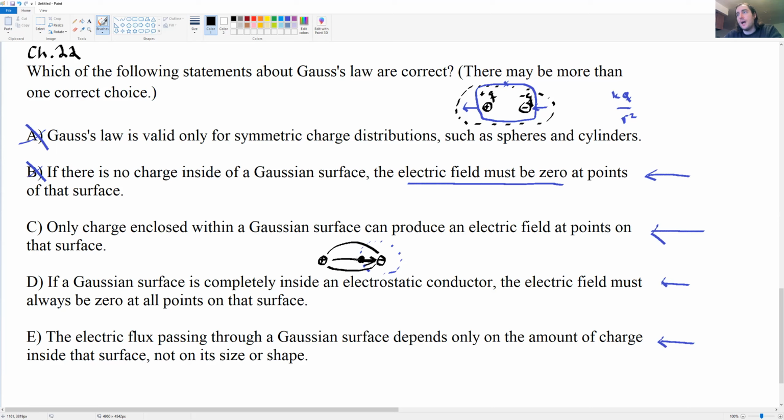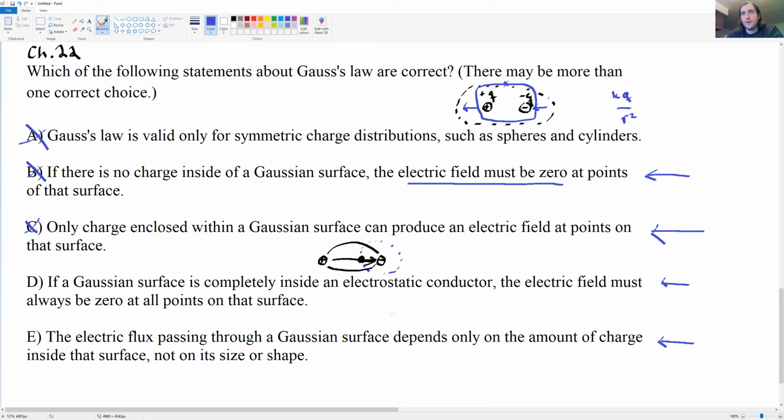So there you go. There's a Gaussian surface where the electric field at points on the surface are due to charges outside of the surface. Remember, Gauss's law is a statement about the flux through a surface, not a statement about the electric field. You can use it to calculate the electric field in some cases. Okay, so option C is not correct.